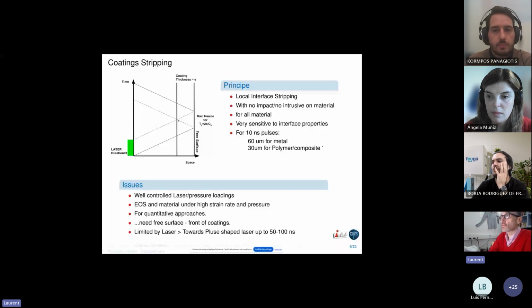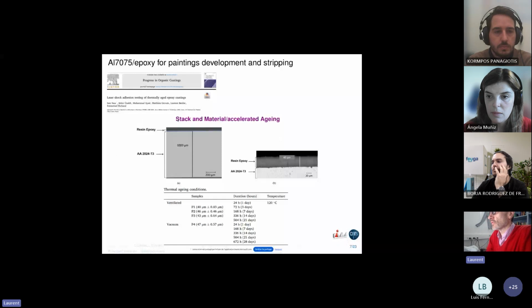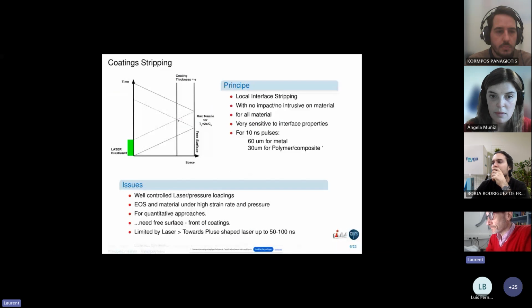This is a recent example done on paintings. I show you first the stack of materials. The first one is representative of a painting. This is epoxy resin, paint on aluminum materials. This is for aeronautical applications. Now, the thickness of the epoxy is in the range of 40 micrometers.